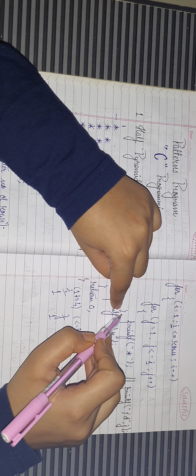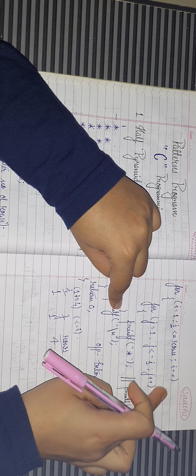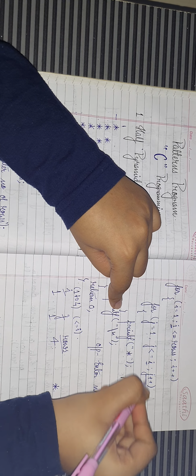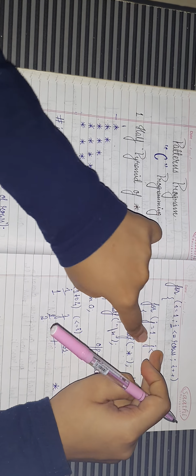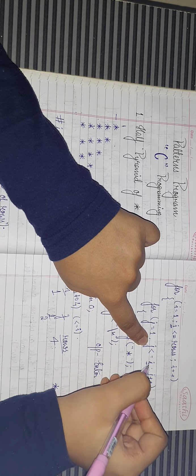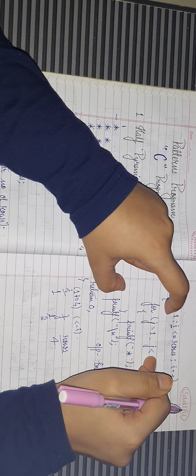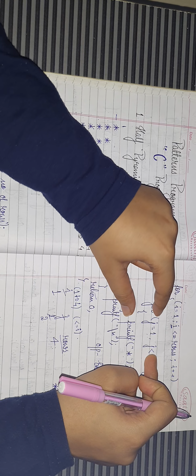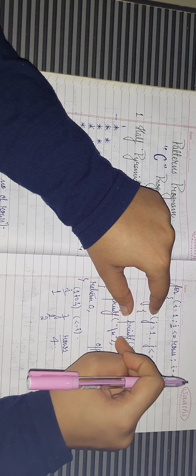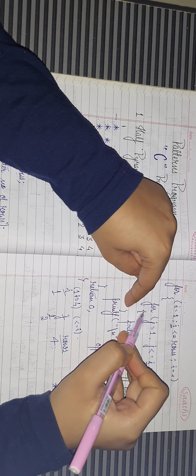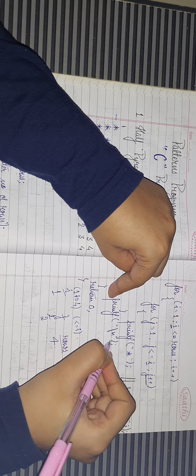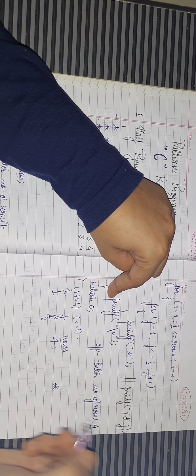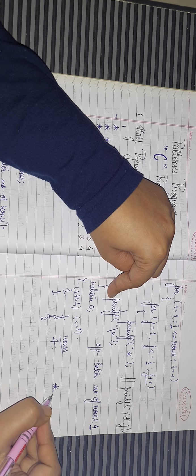After this completion, we will increment the value, that is, j will be incremented by 1, that is 2. Again we will check the condition: is 2 less than or equal to 1? No, the condition is false. When this condition is false, it will jump out of this for loop and print \n, which means it will come to the next line.